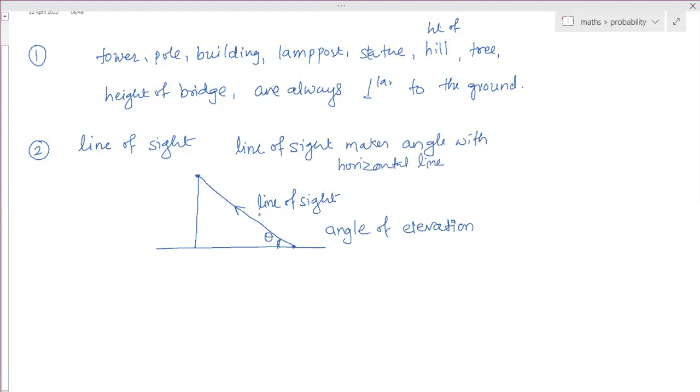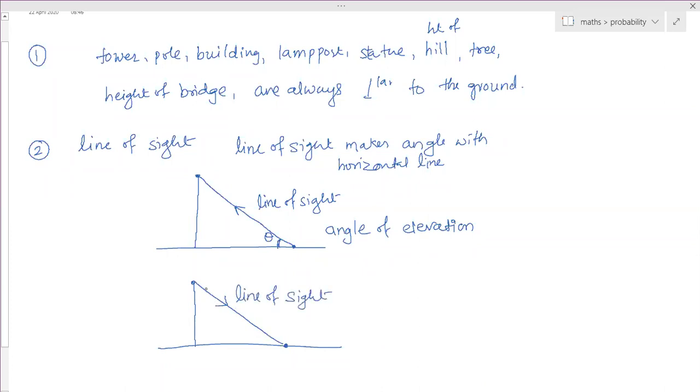So if the line of sight is upward, then that angle is called the angle of elevation. Now when the person is standing on the top of the tower, and a car or a person is on the ground, how does he look? Downward, upward? Someone is there on the ground level. Downward. Here is a car, suppose approaching this one. So when he looks, he has to look downwards. That means this is his line of sight.